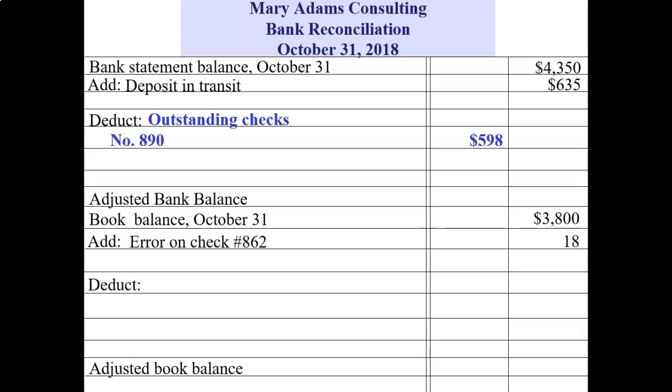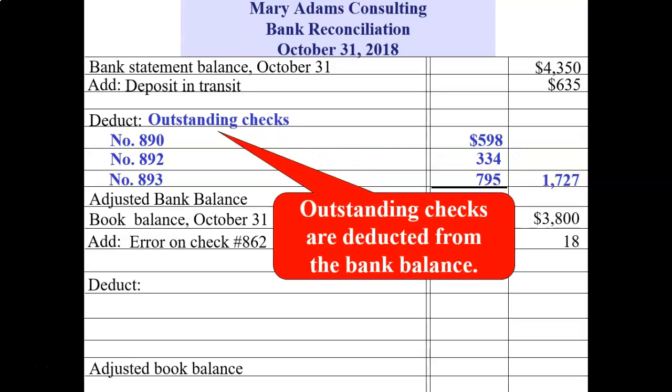So there's check 890 for $598, number 892 for $334, and 893 for $795. Now those are the three outstanding checks. Now we're going to total them up and put the total over here in our summary column, $1,727 of outstanding checks.